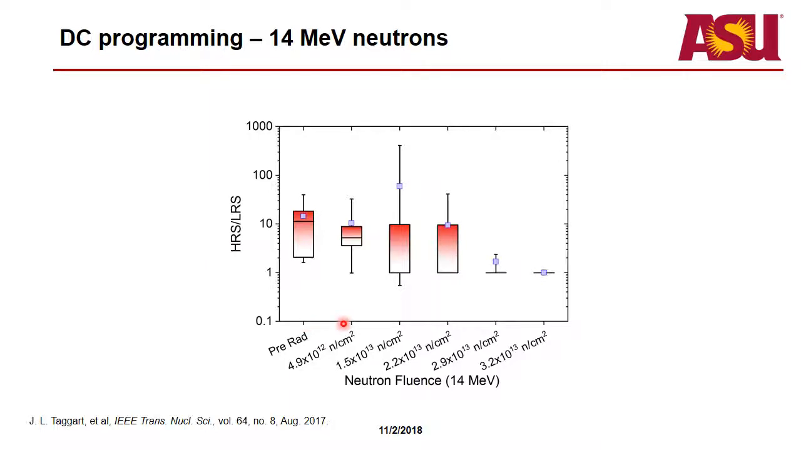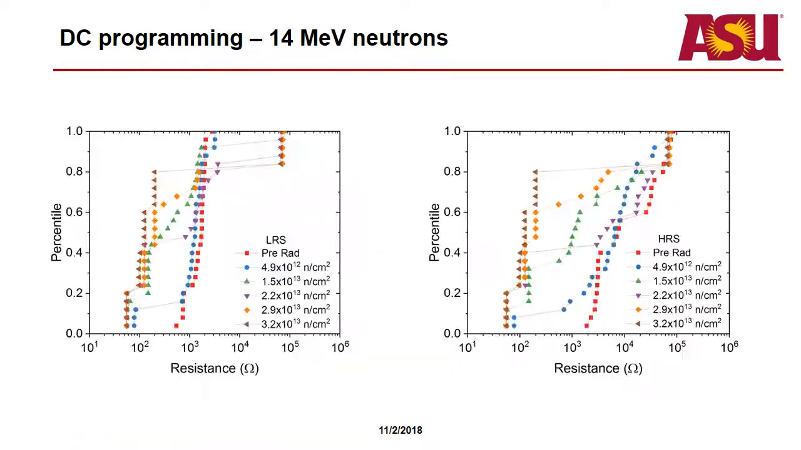And so you see up until about 2.2E13 fluence, there's still some distribution between the off state and on state. But once you get to 2.9E13, you see a complete collapse. Essentially all 5 devices are either stuck in a high resistance state or a low resistance state, and there's no variation in the programming window. And here is that same data, except now it's distributed as CDF plots, cumulative distribution function.